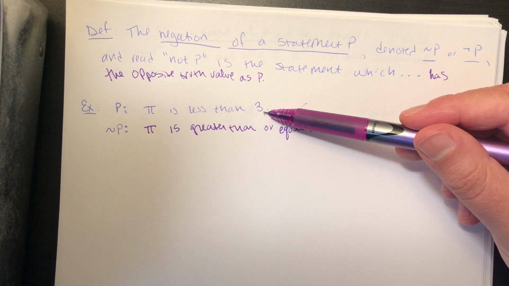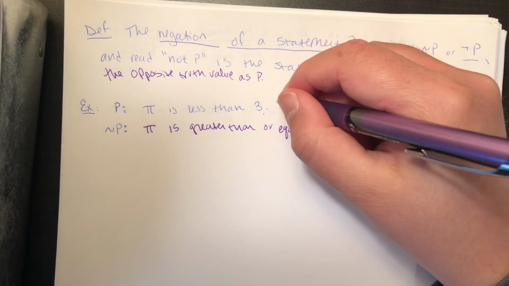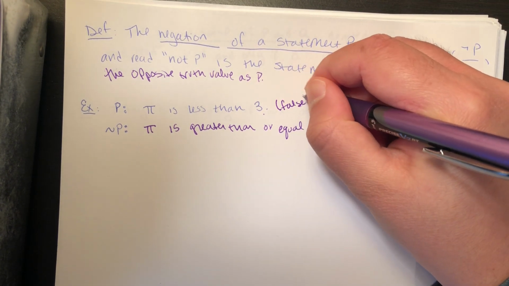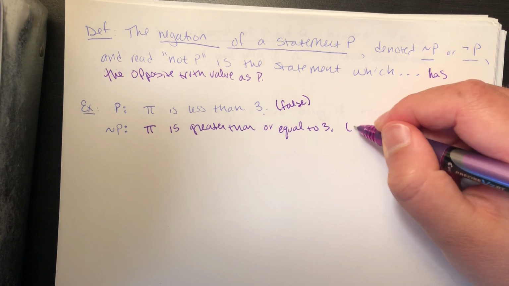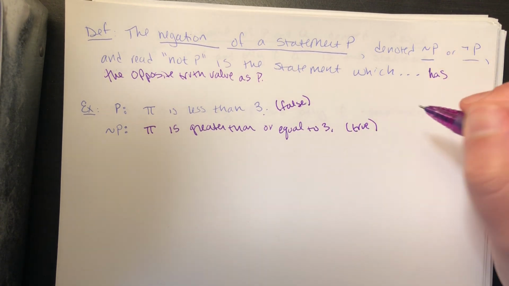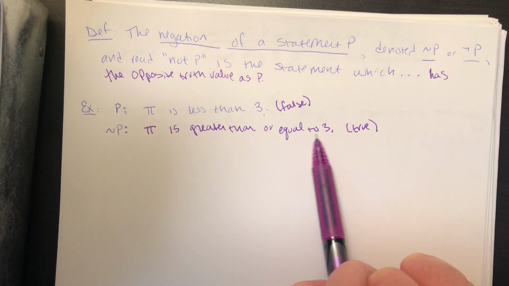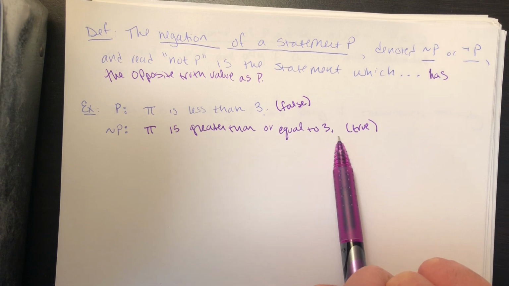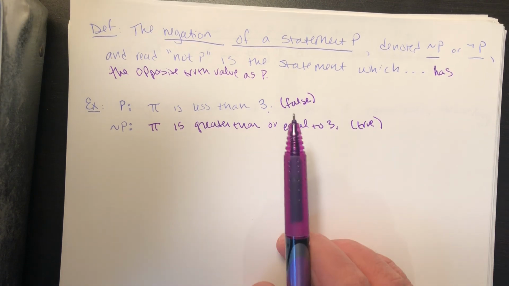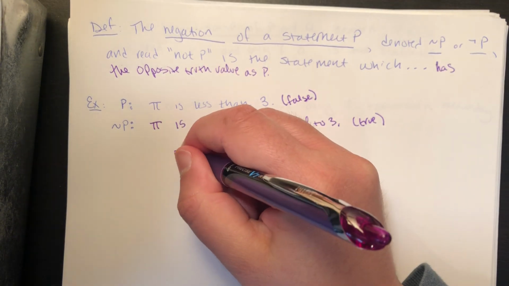Well, is pi less than 3? No, it's 3.14, right? So this is false. And so the negation would have to be true because they have opposite truth values. And indeed it is. Pi is greater than or equal to 3 because it's 3.14-ish. All right, and so the truth table for this is actually pretty simple.